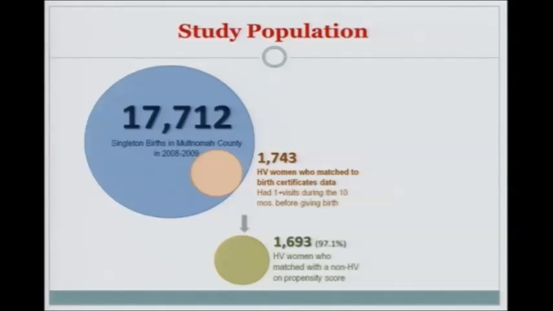Then of that pool, she was able to match 97.1% of those to somebody else in this blue space who was similar to the program participant. So she got about a 97% match rate with the propensity score matching.